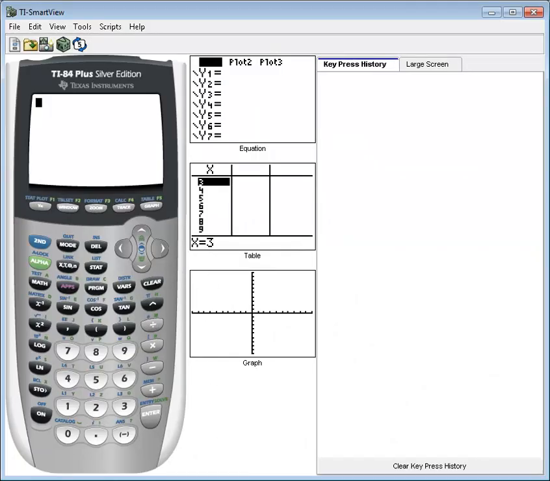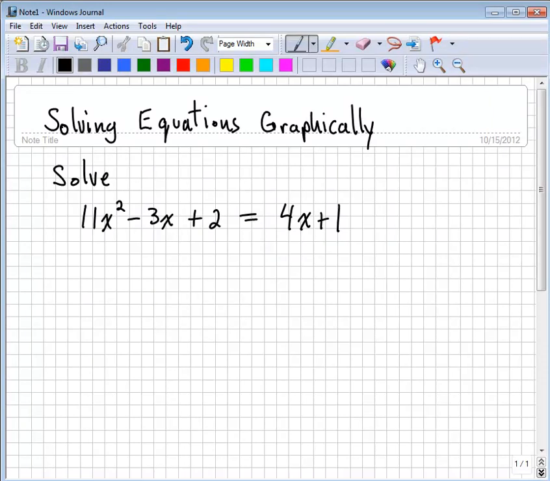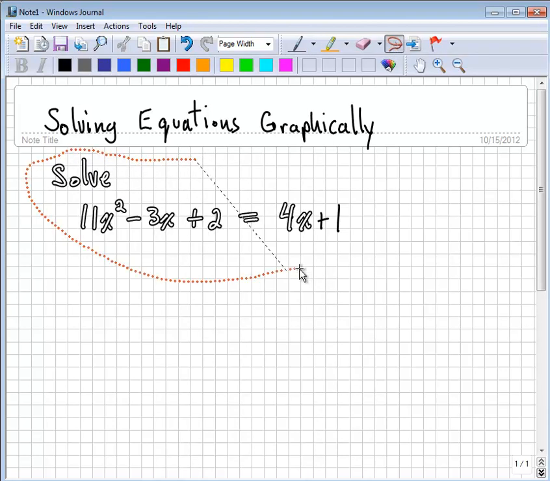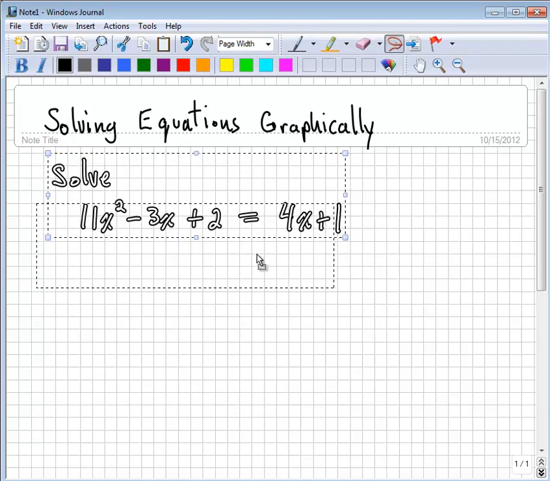Okay, I wanted to take a second to just review how to solve equations graphically, because I think a few of you have forgotten what to do for that. So there's a couple of basic ways to do it, and the first one I'm going to show you is the intersection method.